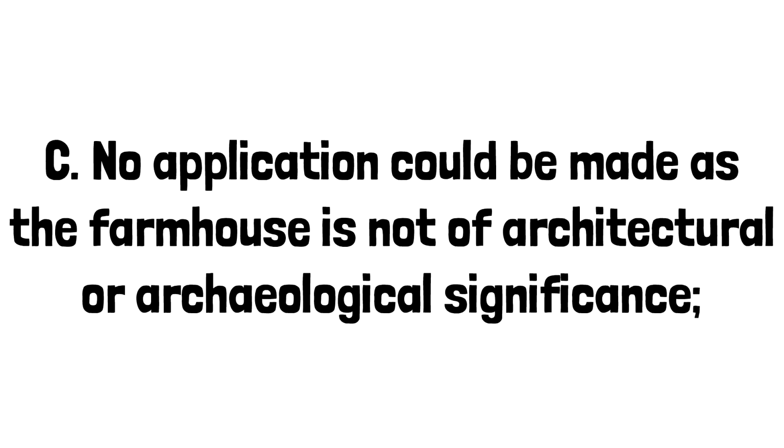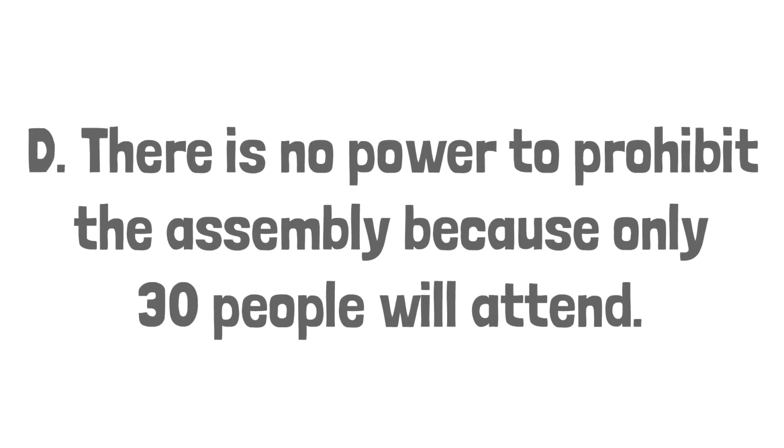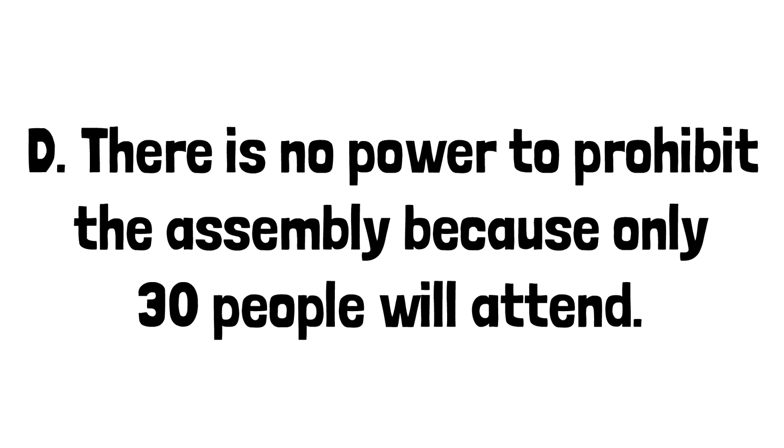C. No application could be made as the farmhouse is not of architectural or archaeological significance. Well, we know that the farmhouse is of historical importance and that alone is sufficient. So it doesn't matter that it's not of architectural or archaeological significance. D. There is no power to prohibit the assembly because only 30 people can attend. Well, we know from the definition of assembly that the threshold is 20 or more people, so that's sufficient.